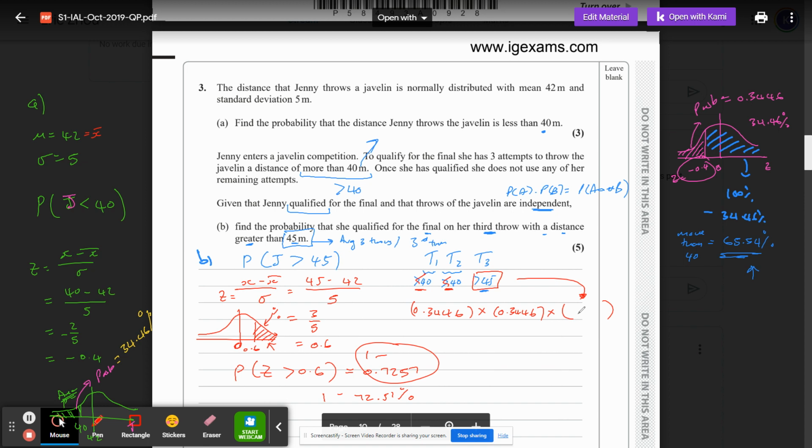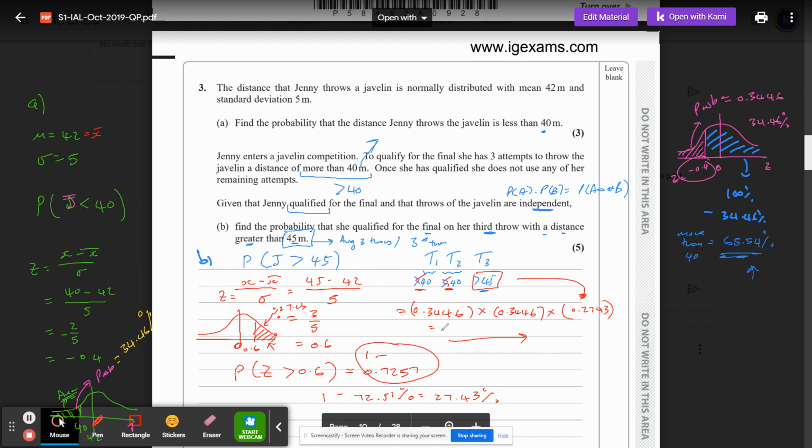Which would be 27.43. Right? So 27.43%. And that sounds more like a 27.43%. So this is going to be 0.2743. And that's the probability that that would take place.